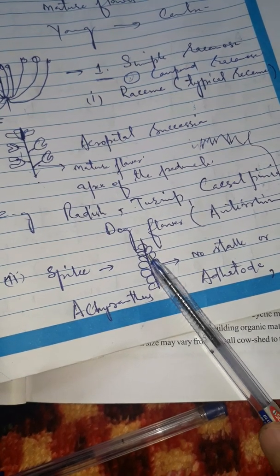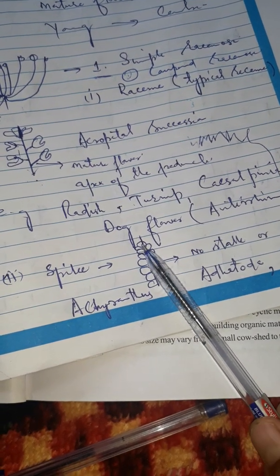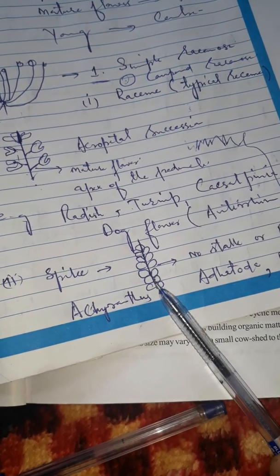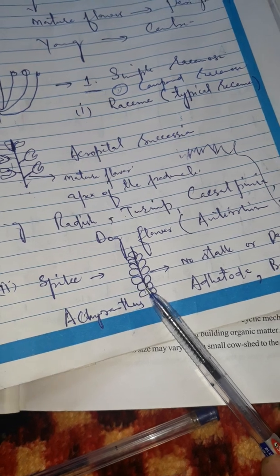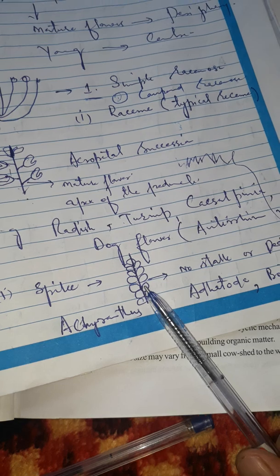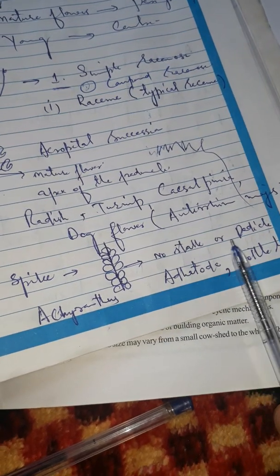So it seems that these flowers are directly attached to the peduncle. They are sessile flowers without a stalk. So it forms a spike-like structure. There is no stalk or pedicel.